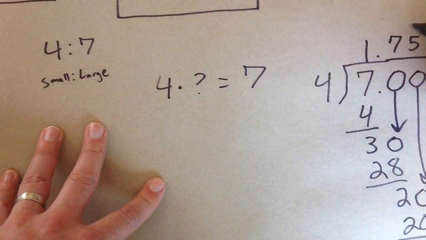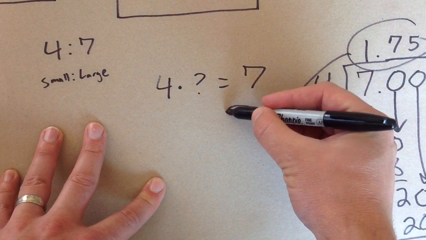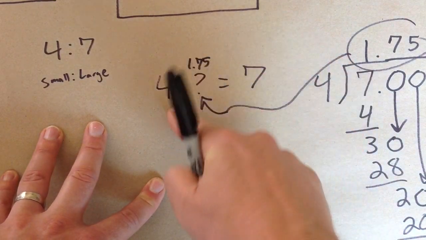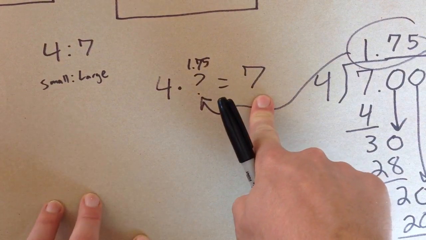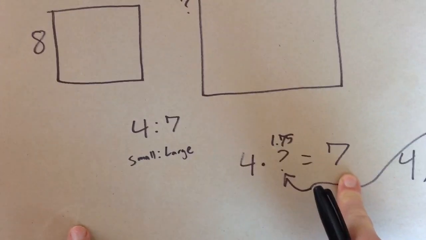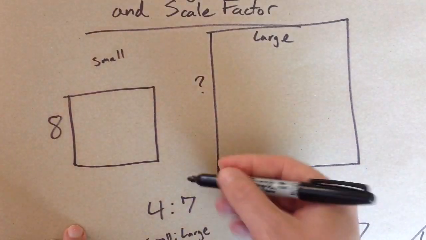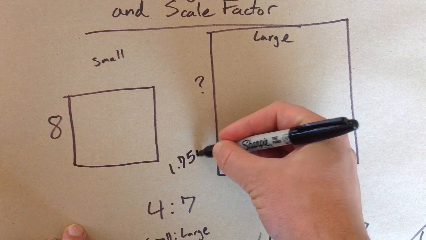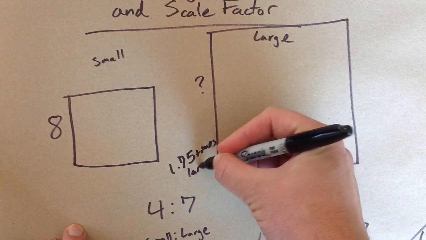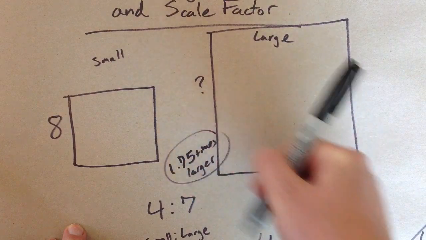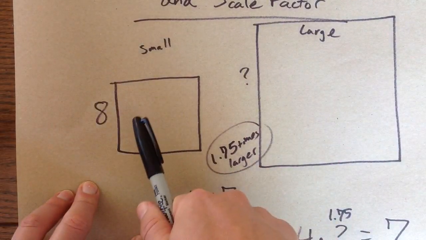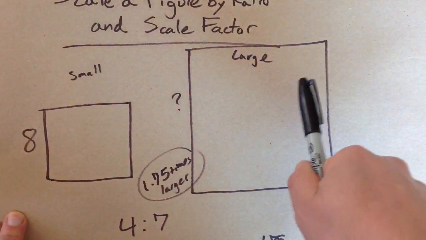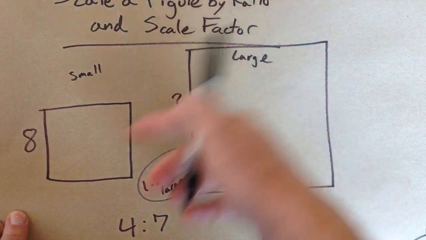That means that this number is exactly 1.75. So that means 4 times 1.75 is 7. That means the larger figure is 1.75 times larger. This is called a scale factor. And what that means is I could take any piece of this square, multiply it by 1.75, and get the enlarged version of that piece.